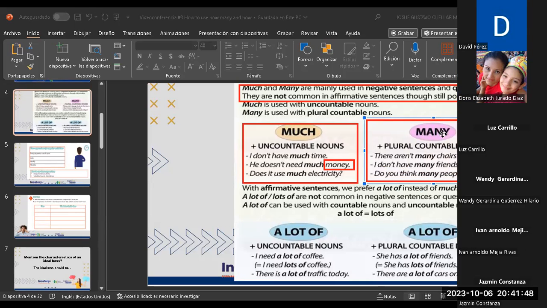Are you there? Can you help me with many? Plural countable nouns. Could you read this? Yes, plural. Thank you. There aren't many chairs in the room. I don't have many friends. Do you think many people will go? Thank you. Very nice.